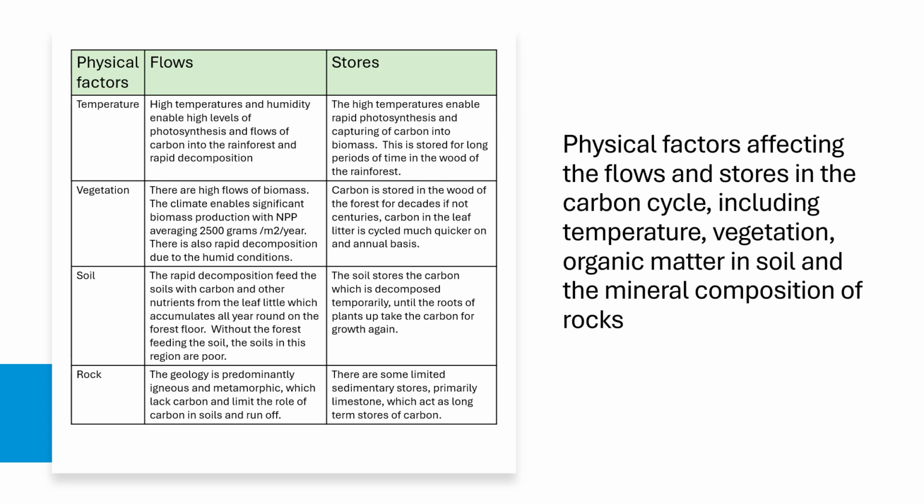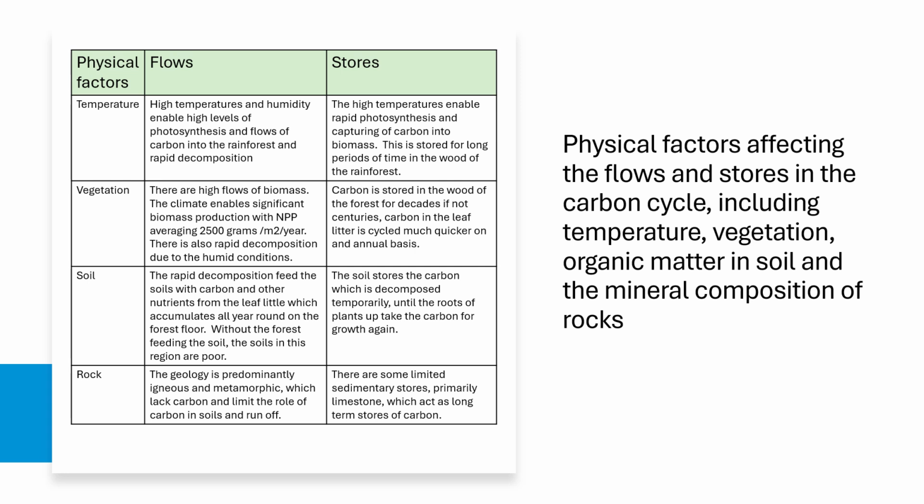Well, what about the carbon cycle? Again, we've got temperature, here we've got geology, vegetation and soil. Warmer temperatures mean greater levels of photosynthesis, so more drawdown of carbon out of the atmosphere, which means there's more photosynthesis, so there's more storage of carbon.